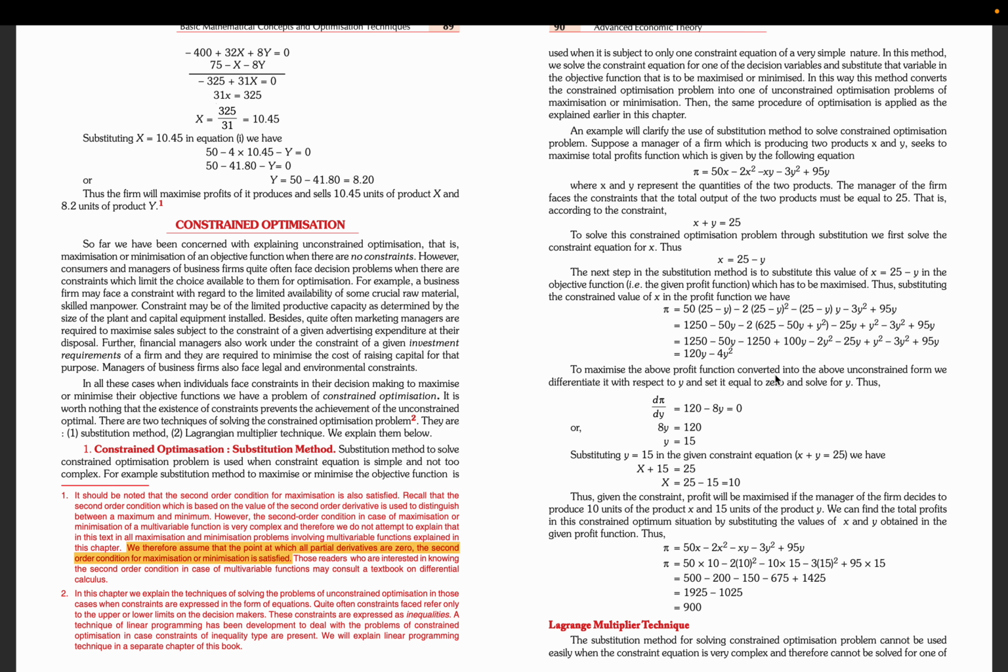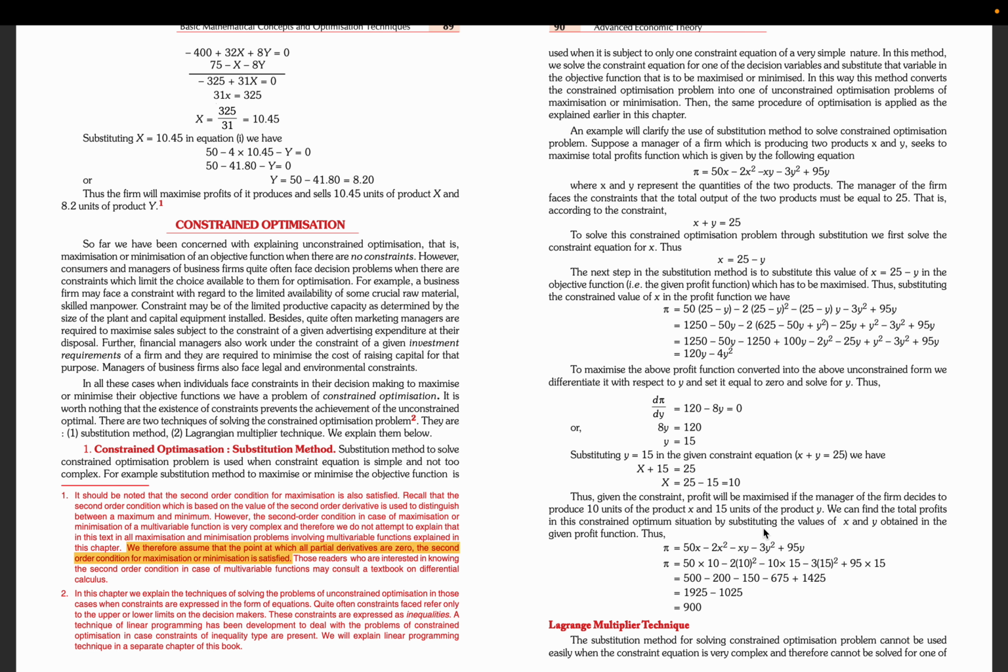So to maximize the above profit function, converted into the unconstrained form, we differentiate it with respect to y and set it equal to 0. So for this, what you get is 120 minus 8y equal to 0. You get the value of y. Substituting y, you get the value of x as well. Thus, given the constraint, profit will be maximized if the manager of the firm decides to produce 10 units of product x and 15 units of product y.